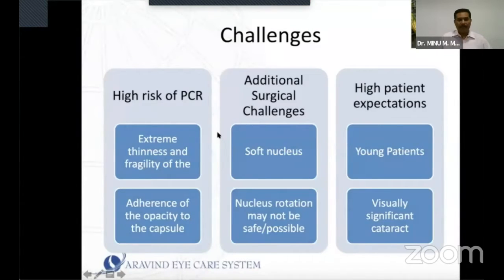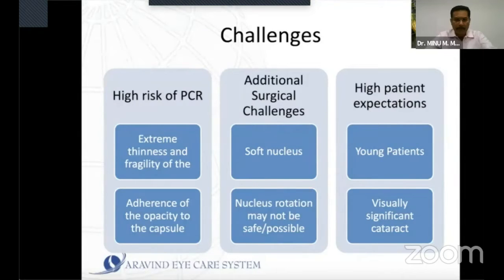So the challenges are there is a high risk for PCR because of the fragility of the capsule and the adherence of the opacity to the capsule. So even at the last stages, you can have dehiscence. And additionally, there are surgical challenges because sometimes they may have a very soft or sometimes a very hard nucleus, and nucleus rotation may not be safe. So you may have to do a phaco without rotating the nucleus.